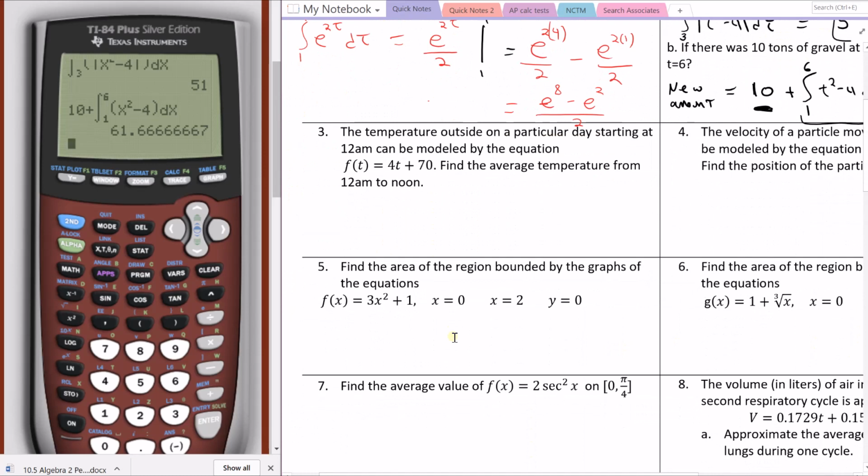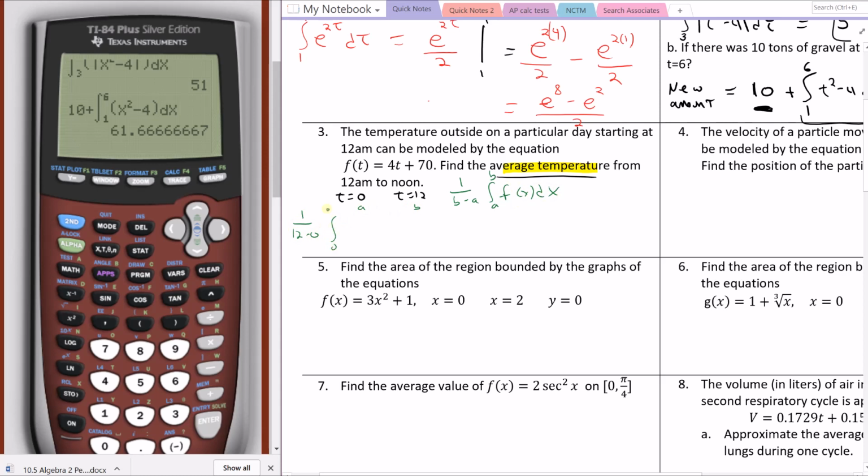Temperature outside on a particular day, starting at 12 a.m. Since we're starting at 12 a.m., that's t equals 0. And we're going to noon, which is t equals 12. We want to find the average temperature, so this is an average value problem. So we're going to do 1 over b minus a, the integral from a to b of whatever function we have, right? So in this case, it's going to be 1 over 12 minus 0, right? This is a and this is b.